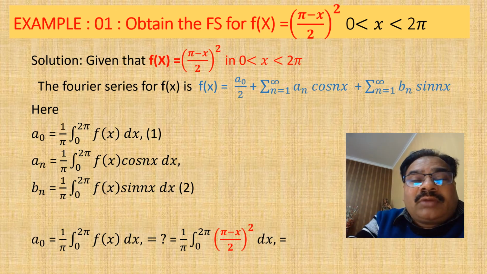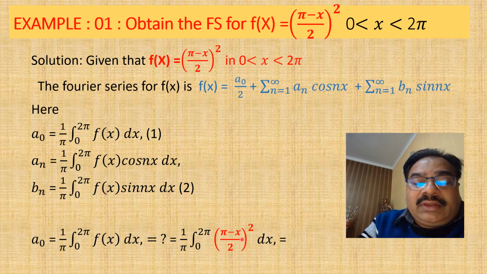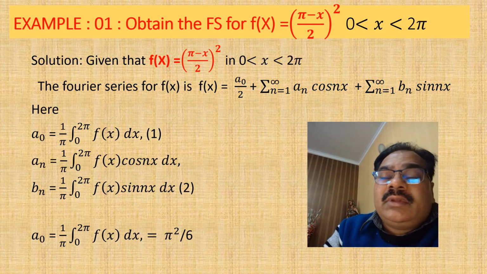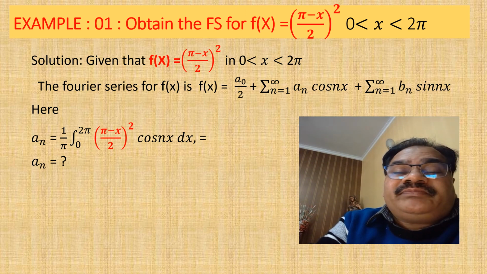Now you can attempt the problem. Obtain the Fourier series for f(x) is equal to ((pi minus x) by 2) whole square, where x is lying between 0 to 2 pi. It is given that f(x) is this. Then the Fourier series you can write like this, and now you have to evaluate a naught. A naught is 1 by pi integral 0 to 2 pi f(x) dx. Similarly a n and b n. So a naught, after putting in place of f(x) ((pi minus x) by 2) whole square dx, after evaluation you will get the value.